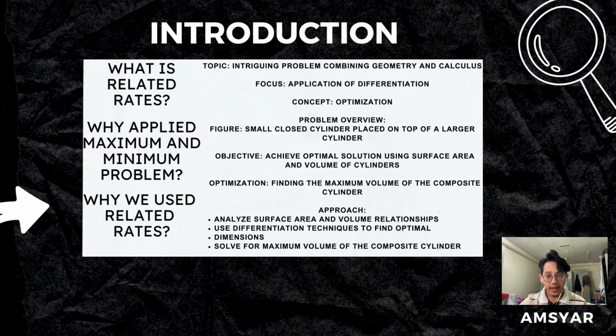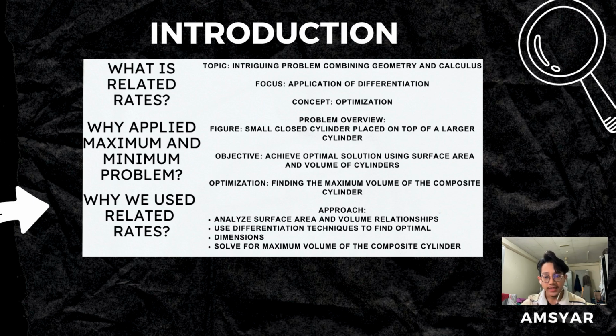Today we will delve into an intriguing problem that combines geometry and calculus, focusing on the application of differentiation. Our topic is closely tied to the concept of optimization, which plays a pivotal role in various fields such as engineering, economics, and physics. Optimization involves finding the maximum or minimum values of a function, and in this case, we are exploring the maximum volume of a composite cylinder.